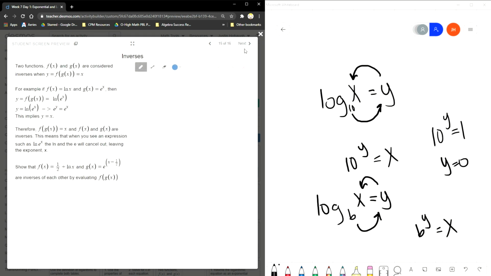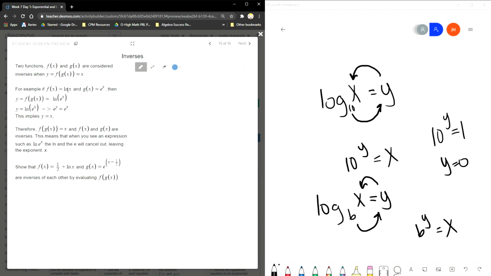Moving forward, talking about inverses. This one here says two functions f and g are considered inverses when essentially they cancel each other out, right? See how f of g of x makes x? So essentially f and g are just canceling each other out and just leaving us with x. So for example, if f of x equals ln of x and g of x equals e to the x, then f of g of x is ln of e to the x, right?